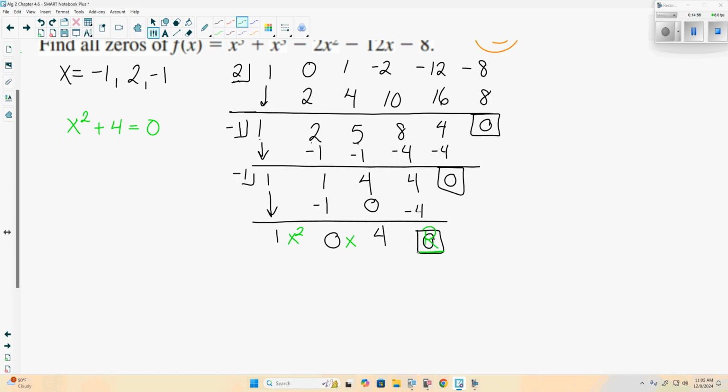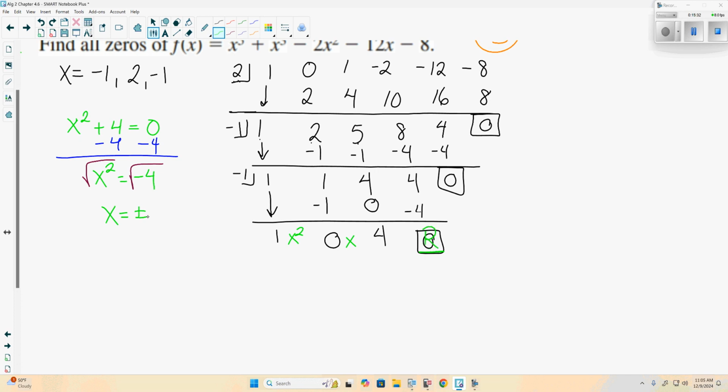X squared. Now since we don't have a middle term, we can get the x squared term by itself. Here we just have to subtract 4. And once we get it by itself, we can take the square root of both sides. And the square root of x squared is x is equal to plus or minus. Because whenever we take the square root of both sides, we have to have the plus or minus. So what we're doing is the square root method.